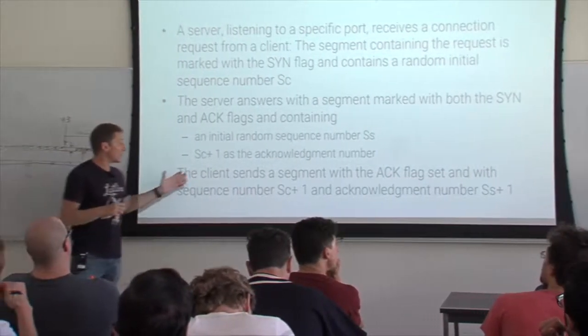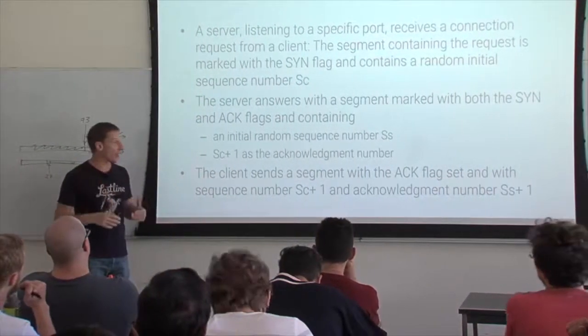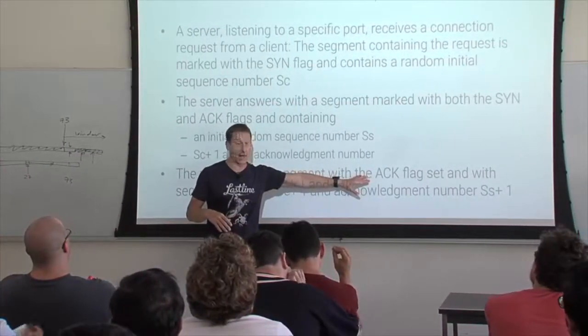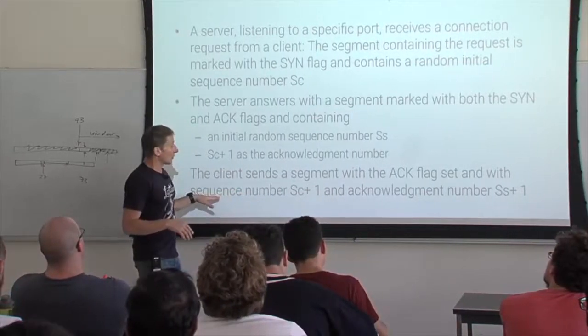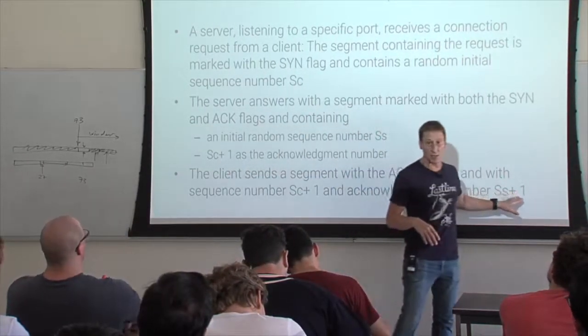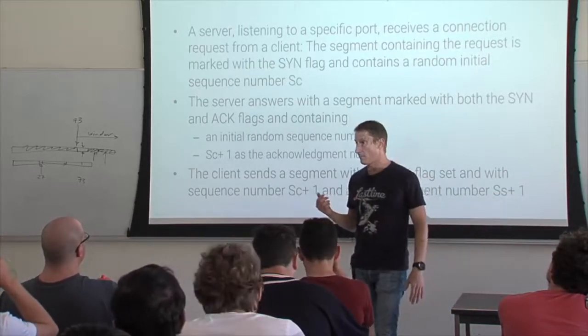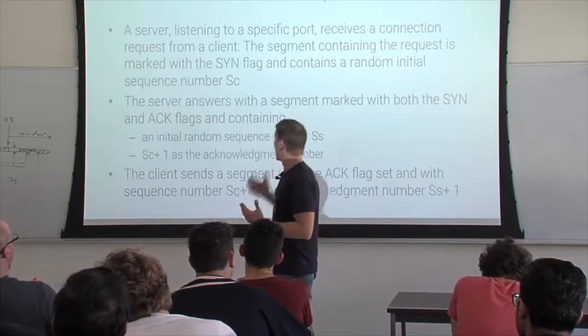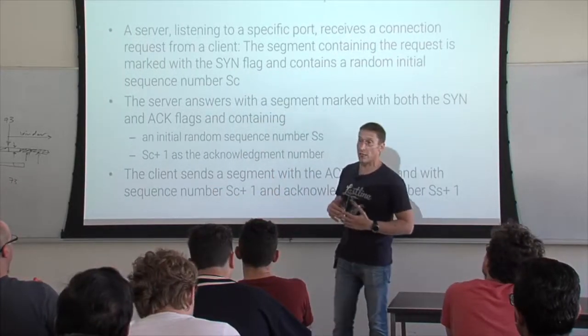And finally, at this point, the two numbers are synchronized, and the client sends a final segment with just the ACK flag set that has the sequence number increased by 1 and the acknowledgement number, which is the sequence number increased by 1. Okay? Now, we will see why we choose a random number. Do you guys have an idea why?